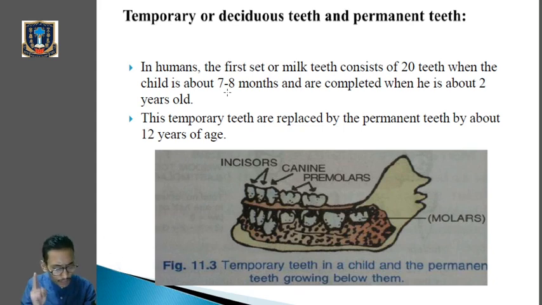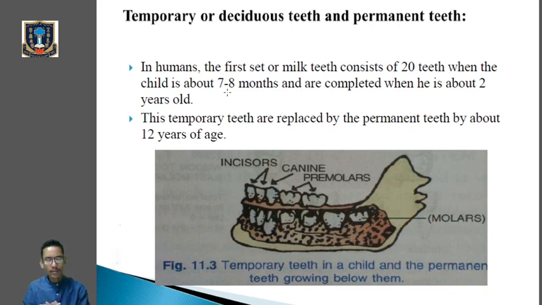Clear? But the premolars are absent. Listen very carefully, the premolars are absent. Then this milk teeth or the first set of teeth start growing through the gums when the child is about 7 to 8 months old, and are completed when the child reaches about 2 years old. From 7 to 8 months the teeth start coming out from the gums, and sometimes it can be very painful also. It will be completed by the time the child reaches the age of 2 years.